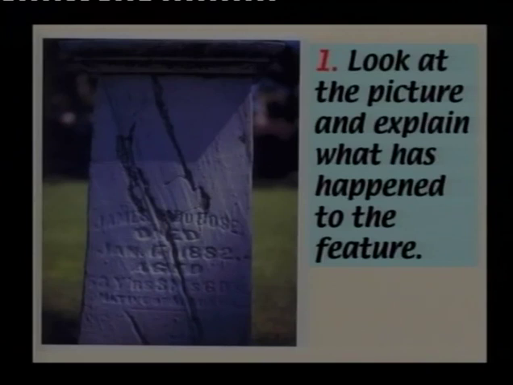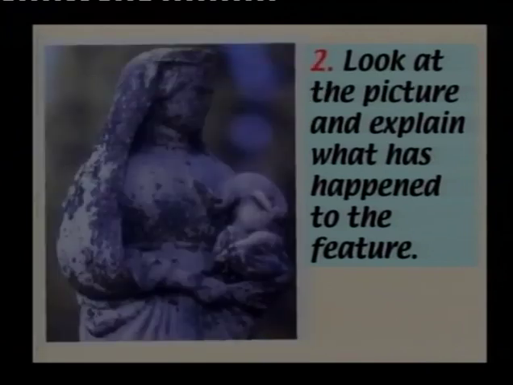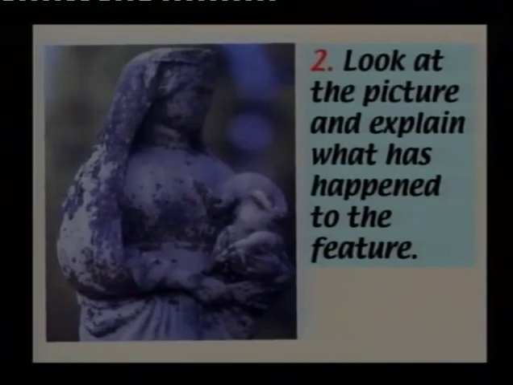Let's look at the second activity. Bill, identify what is that feature and then explain what you think has happened to the feature. It's a statue and chemical weathering has taken place. Okay, you're saying that chemical weathering has actually taken place. What is it that you can see from that statue that will tell you that chemical weathering has taken place?